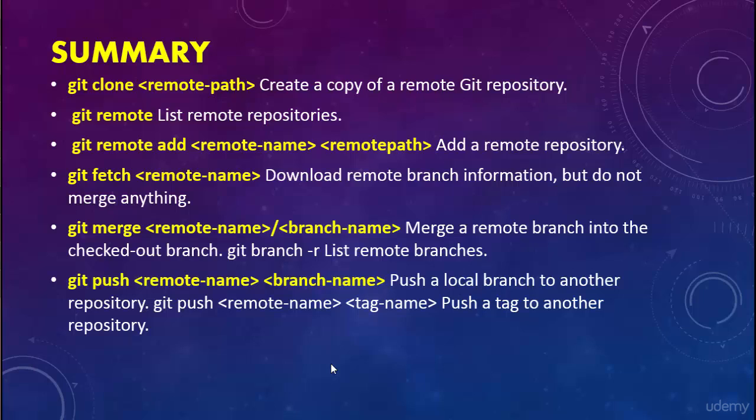Then if you are not connected to a particular repository and you want to connect to it, because my-git repo was not aware of or had no connection earlier with Mary's repo, we use this git remote add command to add that connection.